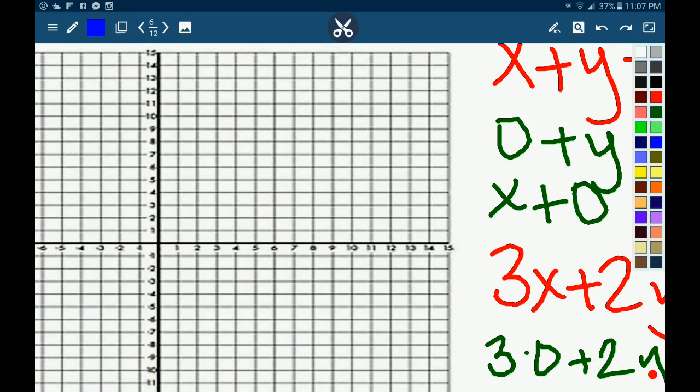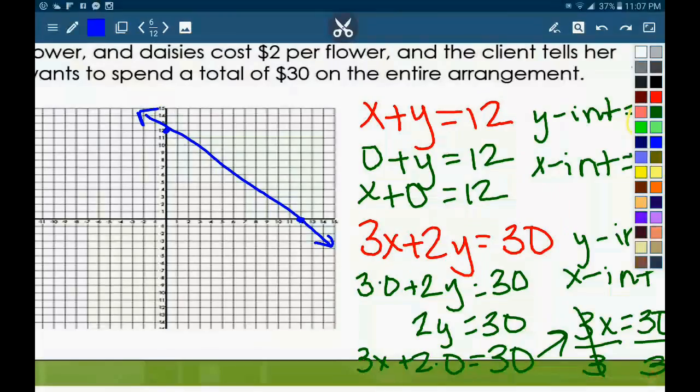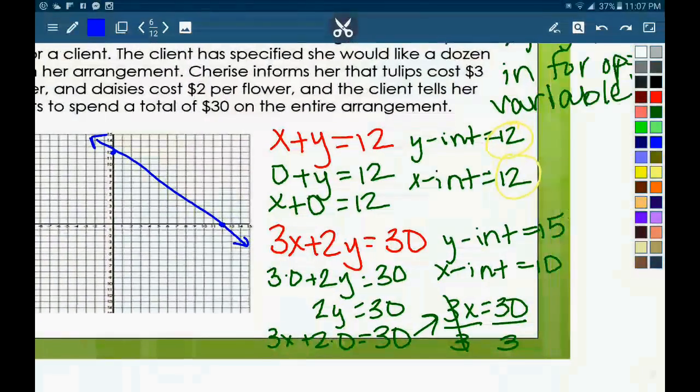I'm going to make this line blue. So here's 12 on the y-axis. Here's 12 on the x-axis. Connect the dots. There's your line. And it's going to be the same line that we made in the first example. It's just using 2 different points. And actually, one of the points is the same. It's still the y-intercept.